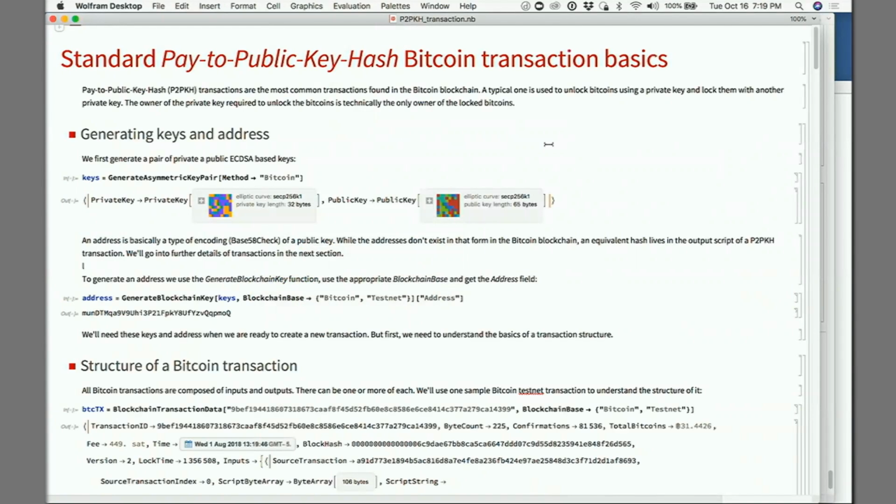And so this is a computational essay about how the pay to public key hash Bitcoin transaction actually works. And you can run it on the Bitcoin testnet, or if you're prepared to spend money, you can run it on the genuine Bitcoin network. And so people can learn how this whole thing works. As you can see, it's quite complicated, but everything just actually works here.